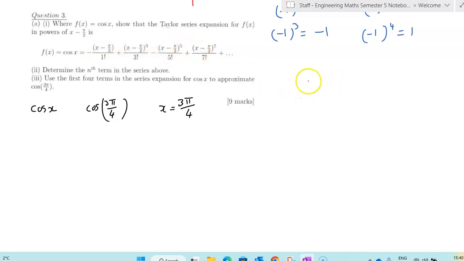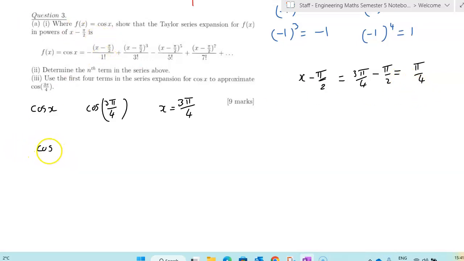Now, a quick way of doing this is to work out what's inside each bracket. Because it's the same, it's x minus pi over 2 inside each bracket, right? So that's the same as for x, 3 pi over 4 minus pi over 2. And that will give us pi over 4. 3/4 minus a half is a quarter. So pi over 4. So every time we have a bracket, we put in pi over 4.